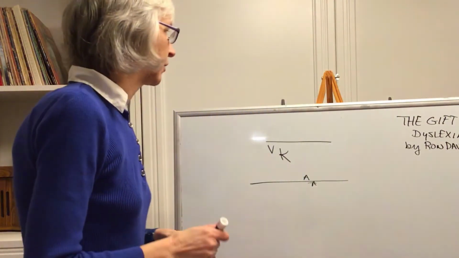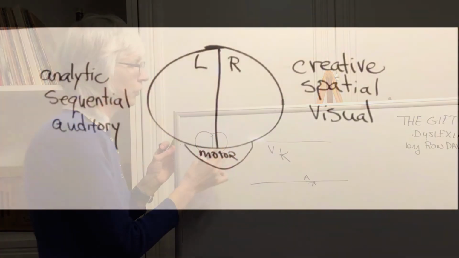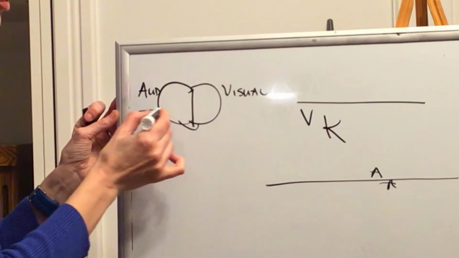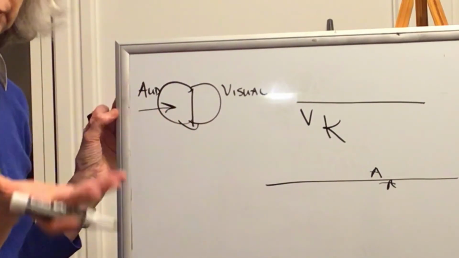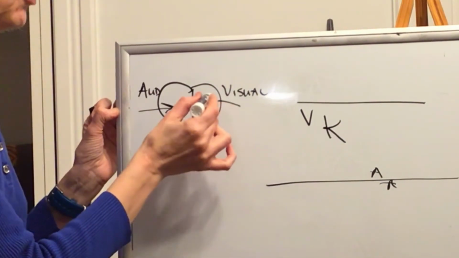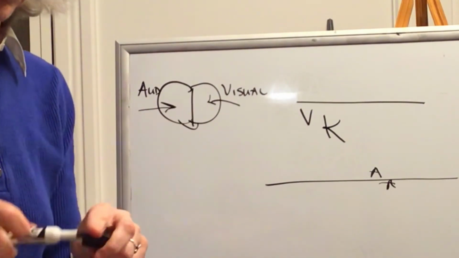So going back to the image of those two hemispheres, the left being the auditory and the right being the visual, when we give them too much input into the auditory sequential side of the brain, it gets overloaded and they switch over to this side and just shut down and go into their daydreamy, spacey world.